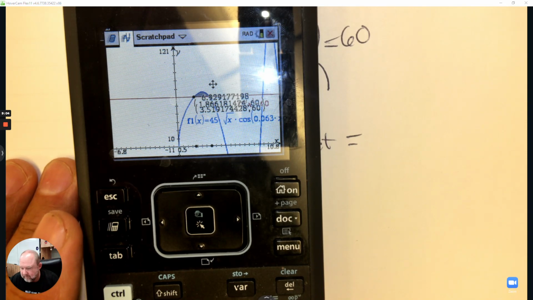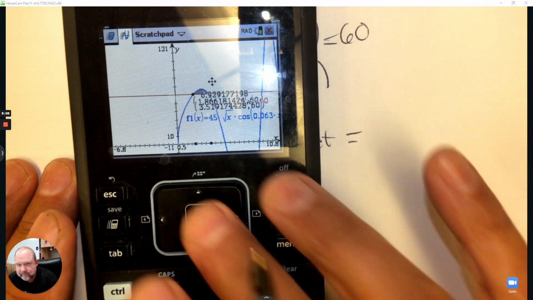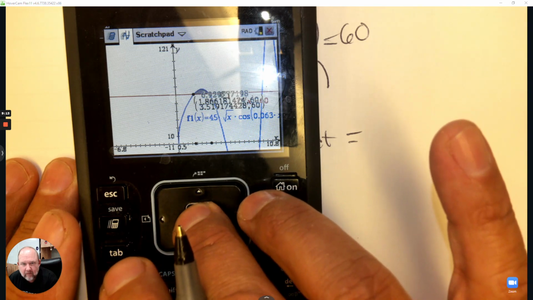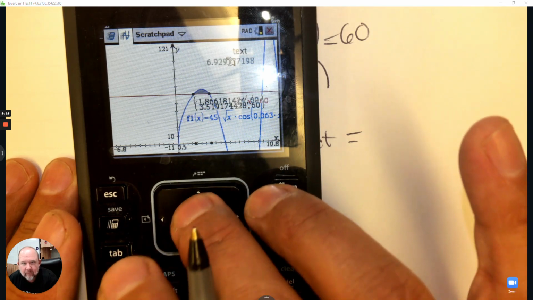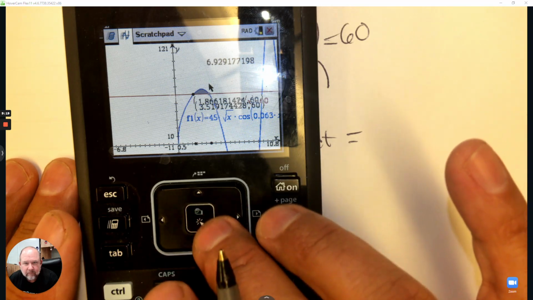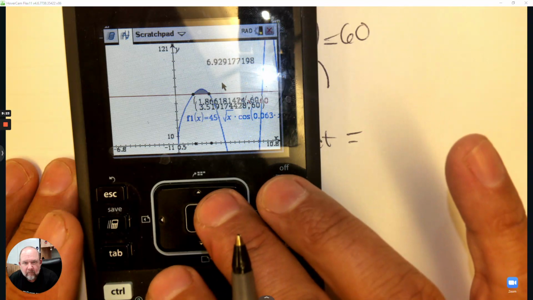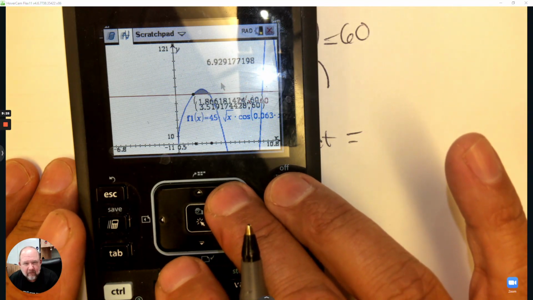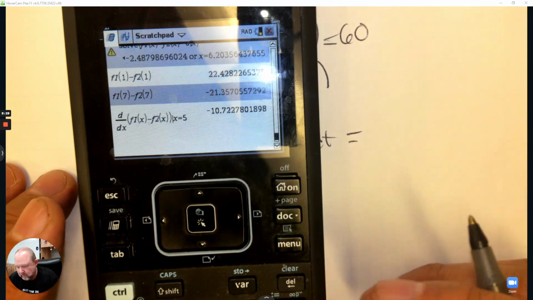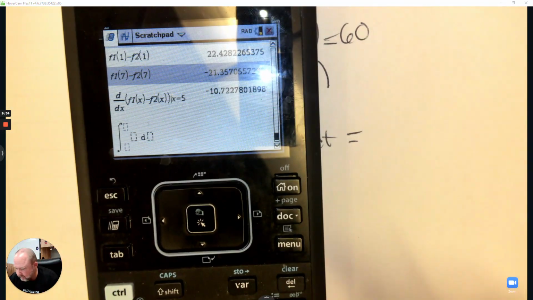What's happening? Why did the graph do that? That's not the right answer. So I want to figure out what happened. Okay, let's do it a different way. So let's go Menu, Calculus, Integrate. And we're going to use those numbers again.